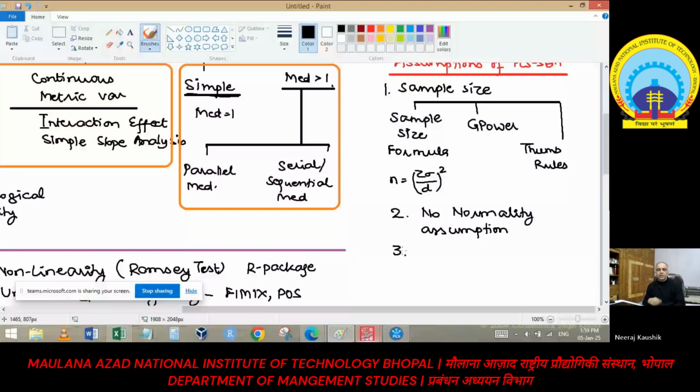One of the reasons is that CB-SEM asks data to be normally distributed, which is never the case. Likert scale data is never normally distributed, but PLS-SEM says no such assumption is there. Third, we can handle formative as well as reflective, both. In CB-SEM, we can handle only the reflective one.